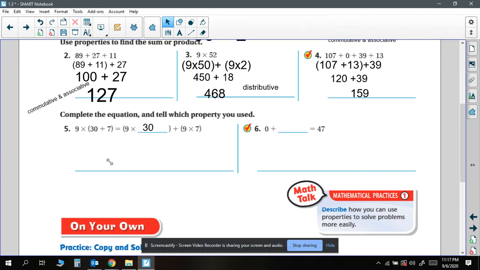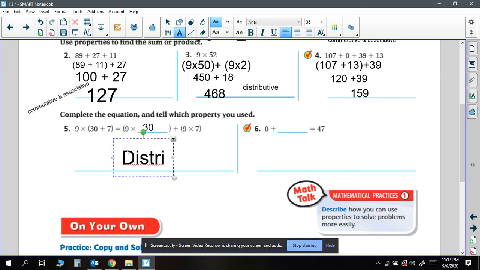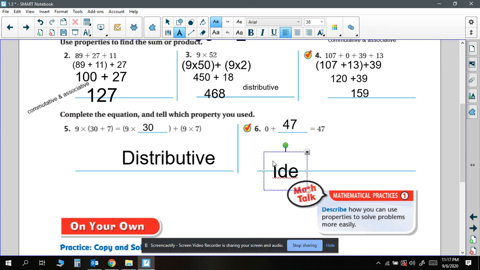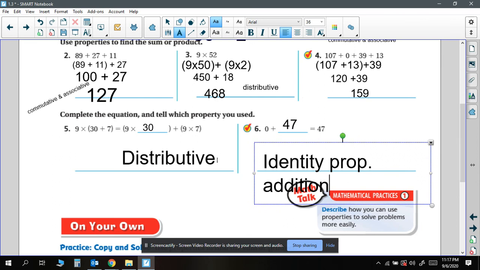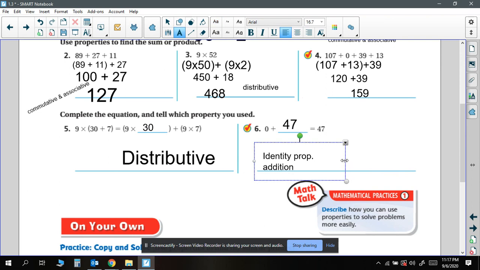Which property was that? It's going to give us the distributive. Okay. Over here, 0 plus 47. That's a tough one, right? It's 47, right? And which property is it? Well, it's the identity property. I think that's one of the easiest ones. And that's the identity property of addition, because we're working with addition. And this one was the distributive property.